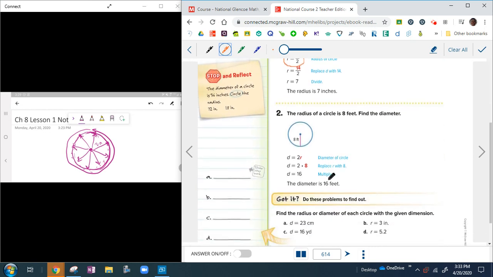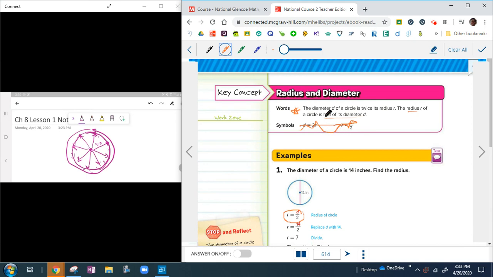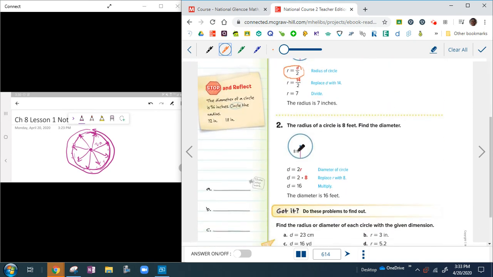All right, and then here's the opposite. This time they give you from the center to the outside, which is your radius. How do you get the diameter? Well, let's see. The diameter is always twice its radius. So if we have the radius, we just times it by 2. 8 times 2 is 16. And so the diameter is 16.